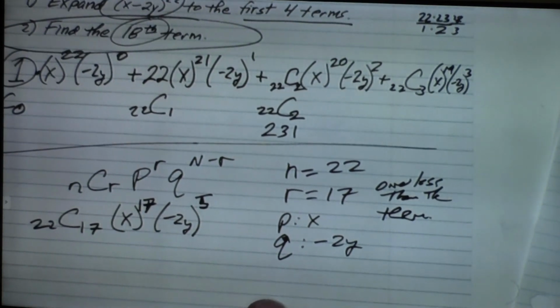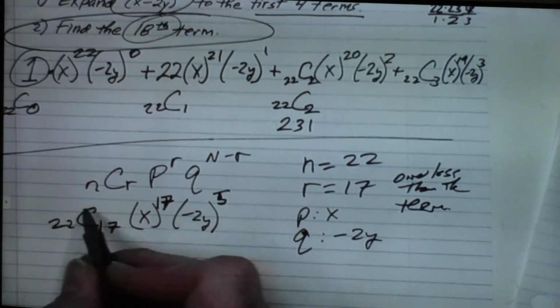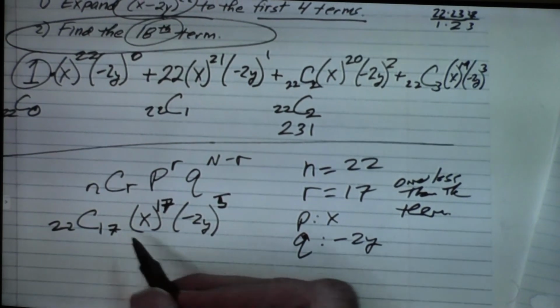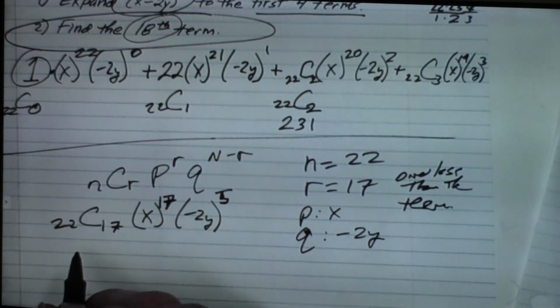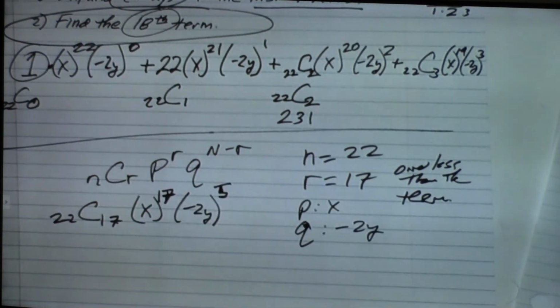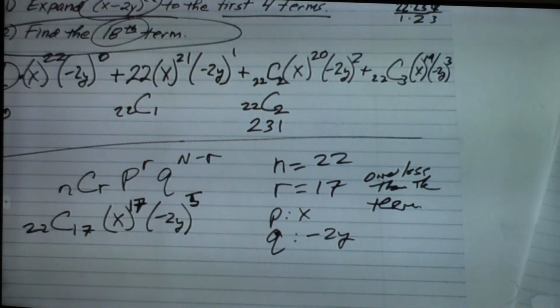And then you now have to basically just calculate this out. So on the calculator, you can do 22C17, and then you also have negative 2 to the 5th power that you'll have to multiply into that. I will finish that and post that tomorrow because we're out of time. Thank you very much for coming.